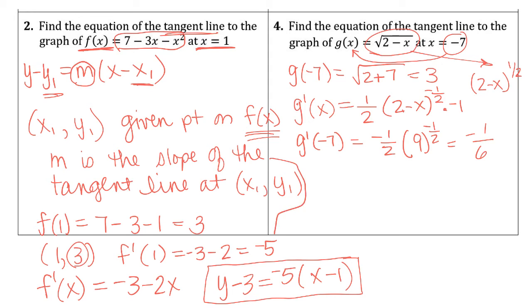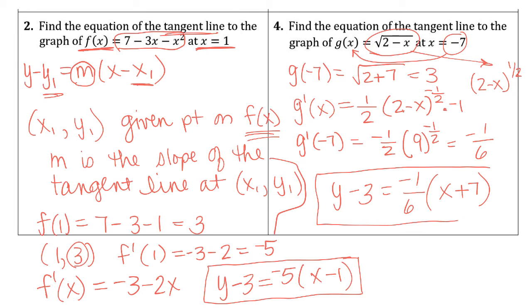Now I'm ready for the equation of the line. So we're going to do y minus y1. Well, that's what we found earlier, that's going to be 3, equals our slope at that point, negative 1/6, times x minus our original x value, which was negative 7. And this is going to be our equation of the tangent line.